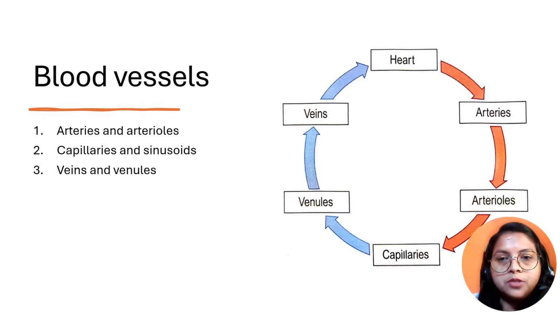There are several types of blood vessels like arteries, arterioles, capillaries, sinusoids, veins, and venules. The heart pumps oxygenated blood into the arteries, which branch into small arterioles and then into capillaries, where the exchange of gases and nutrients occurs. In certain organs, wider capillaries called sinusoids allow more extensive exchange. After this, blood enters venules, which merge into veins that return the deoxygenated blood back to the heart. This cycle ensures the continuous circulation throughout the body.